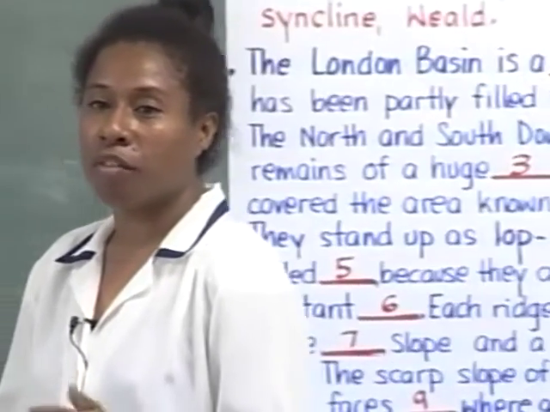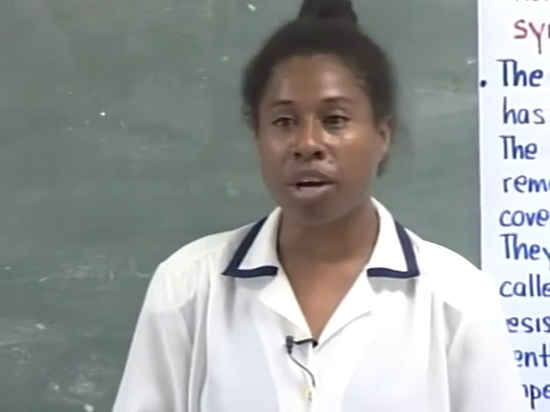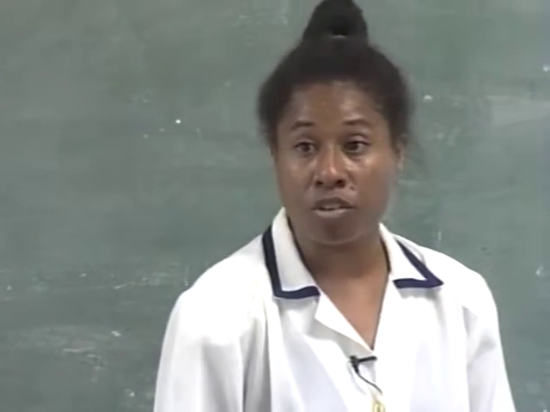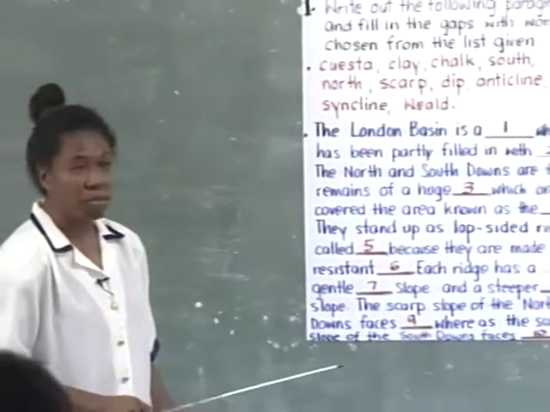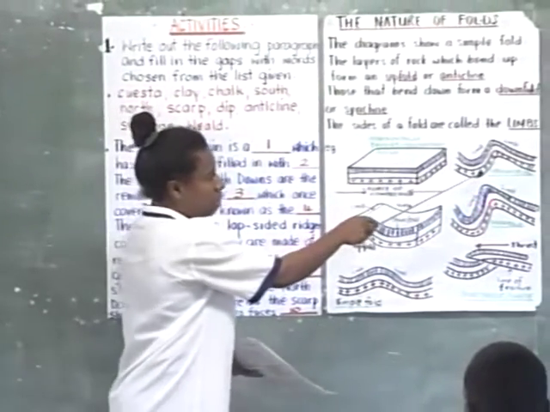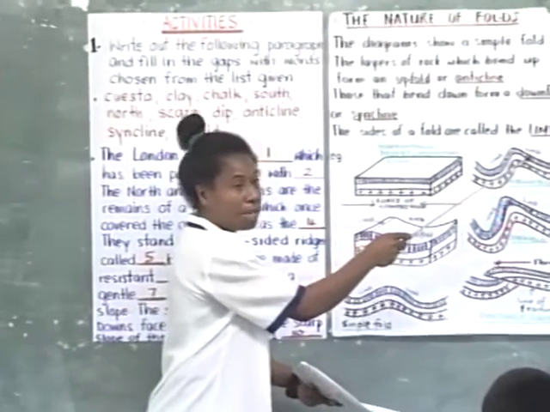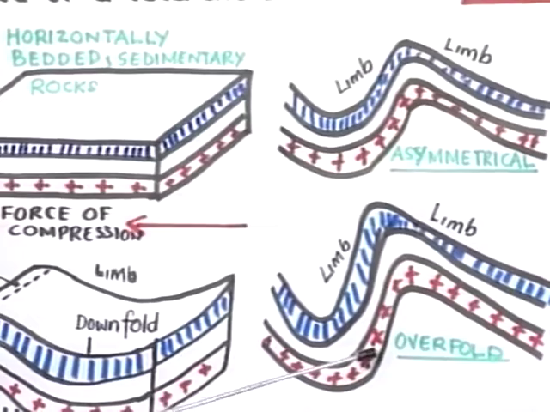So that is basically what we covered on folding yesterday, getting to recognize the different types of fold. Note the important force exerted on a layer of sedimentary rock for the formation of folds is the force of compression. The simple examples we have looked at are the 4 which were explained, as well as the asymmetrical fold, where one limb is steeper than the other limb. You also have the overfold, which is already explained.